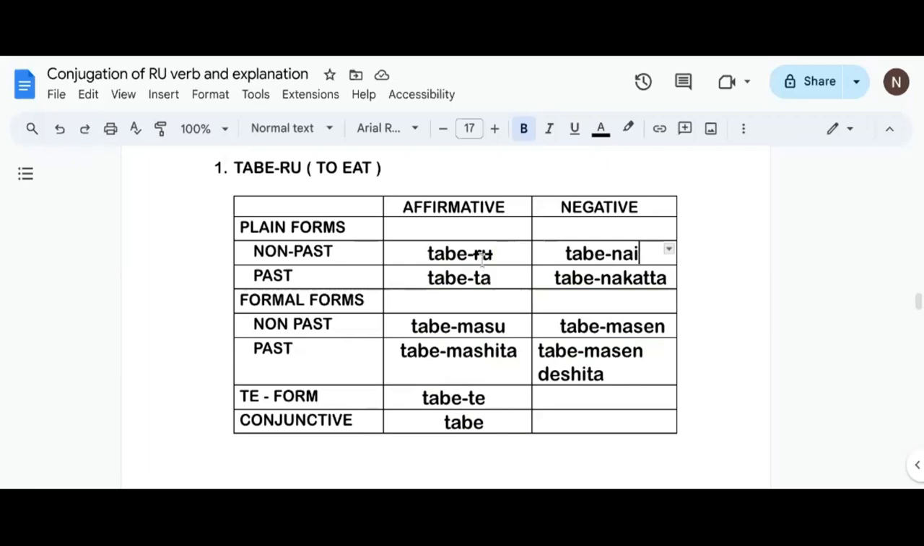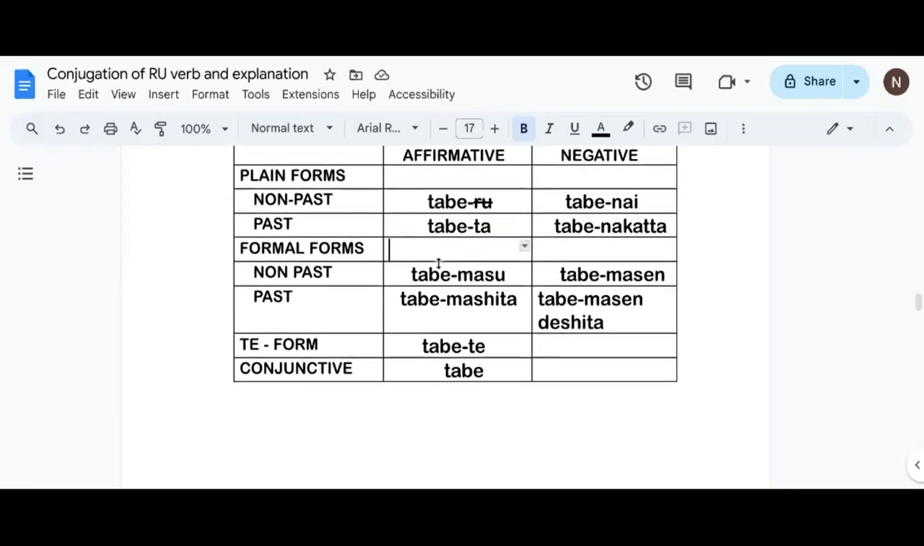Again, from the dictionary form, or your original word, or shall we say, the plain form, the casual word, taberu, drop the ru. If you want to get your past tense, add the ta. It will become tabeta. In your negative form, casual way again, drop the ru and add nakatta: tabenakatta.